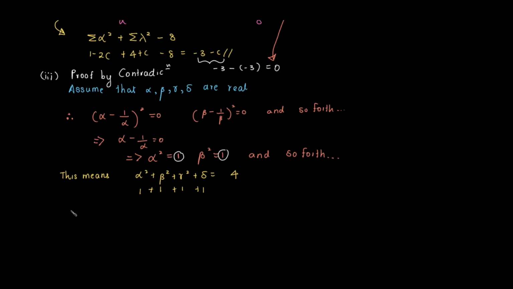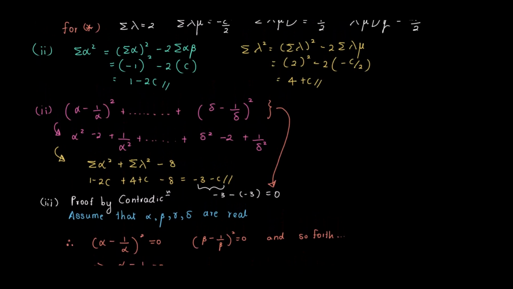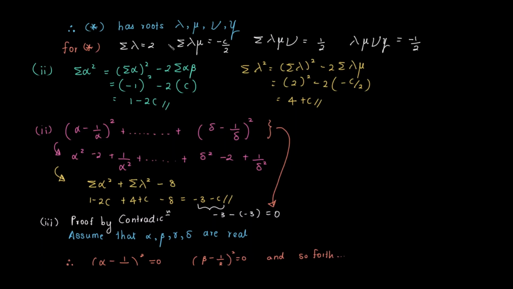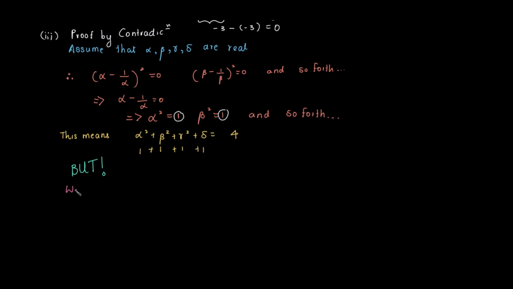But we found out that sigma alpha squared is 1 minus 2c there. So if you substitute c as minus 3, you get 7. So you get sigma alpha squared is 7, and then you also get sigma alpha squared is equal to 4. So 7 is not equal to 4. So this is a contradiction. And then you can properly say that not all roots are real, and there is at least one complex conjugate pair.